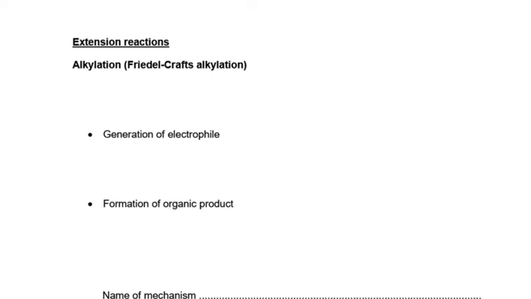So our next electrophilic substitution we're going to look at is called alkylation. Remember that an alkyl group is an R group. To do this, we're going to use an R group and attach it to a halogen, so we're going to use a halogenoalkane. Let's have an example.